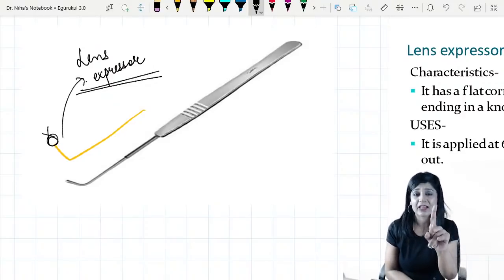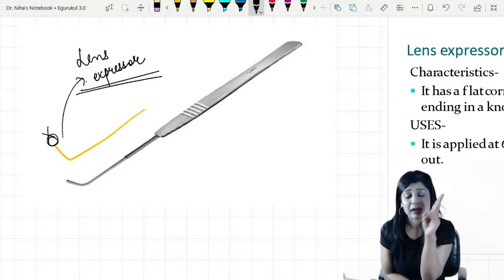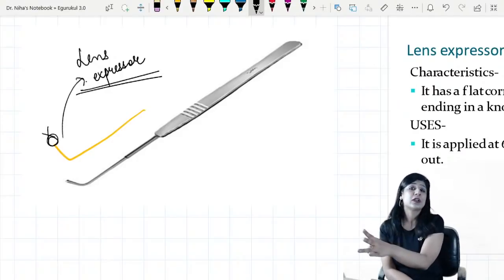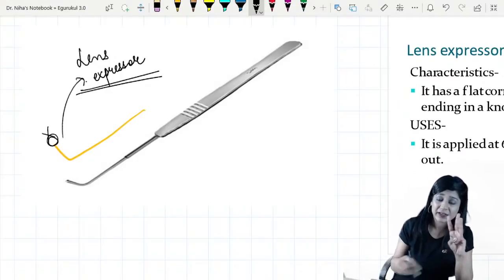So L for L, remember, K for Kalman-McPherson forceps, and the one with the S tip is the superior rectus holding forceps. So I hope this is very, very clear.